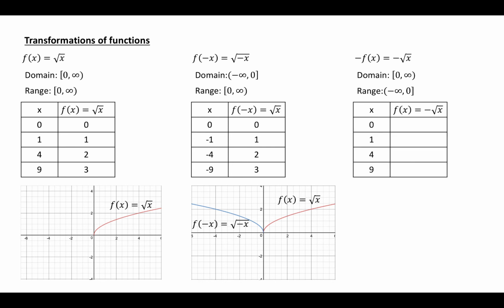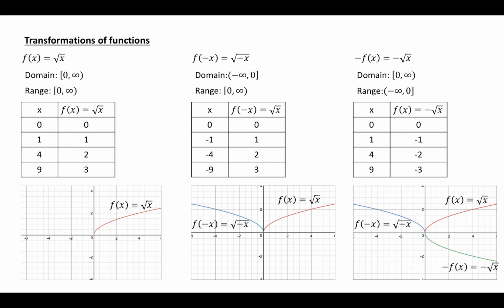So our convenient x values will again be positive, and the resulting function values this time will be negative. When we graph this function, we see that it is a reflection of the original function through the x-axis.